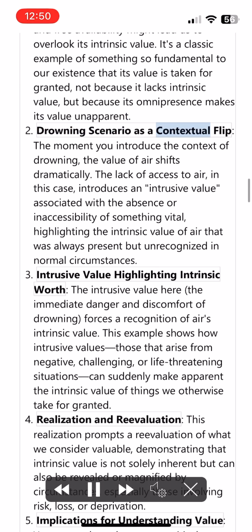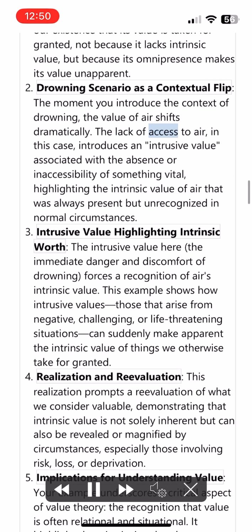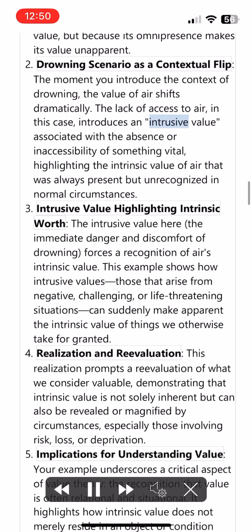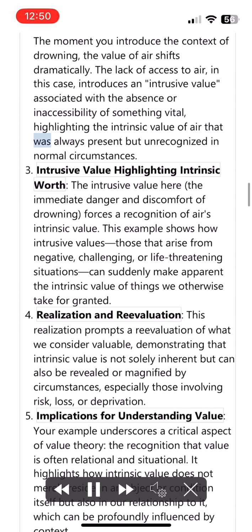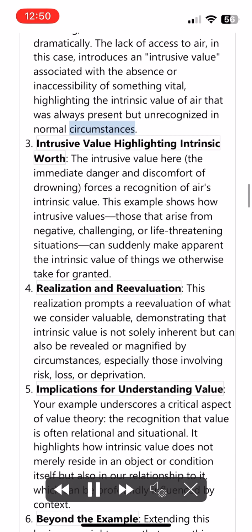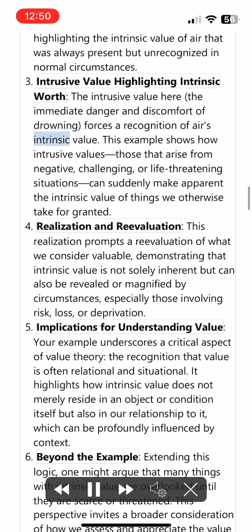Drowning scenario as a contextual flip. The moment you introduce the context of drowning, the value of air shifts dramatically. The lack of access to air, in this case, introduces an intrusive value associated with the absence or inaccessibility of something vital, highlighting the intrinsic value of air that was always present but unrecognized in normal circumstances. Intrusive value highlighting intrinsic worth. The intrusive value here, the immediate danger and discomfort of drowning, forces a recognition of air's intrinsic value.